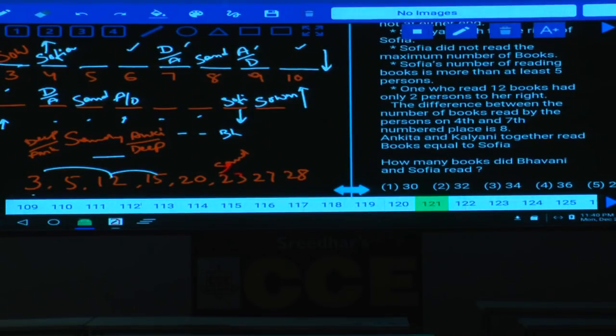More than at least 5, meaning it should be greater than 5. So what are the numbers? Now this 23 and 27.